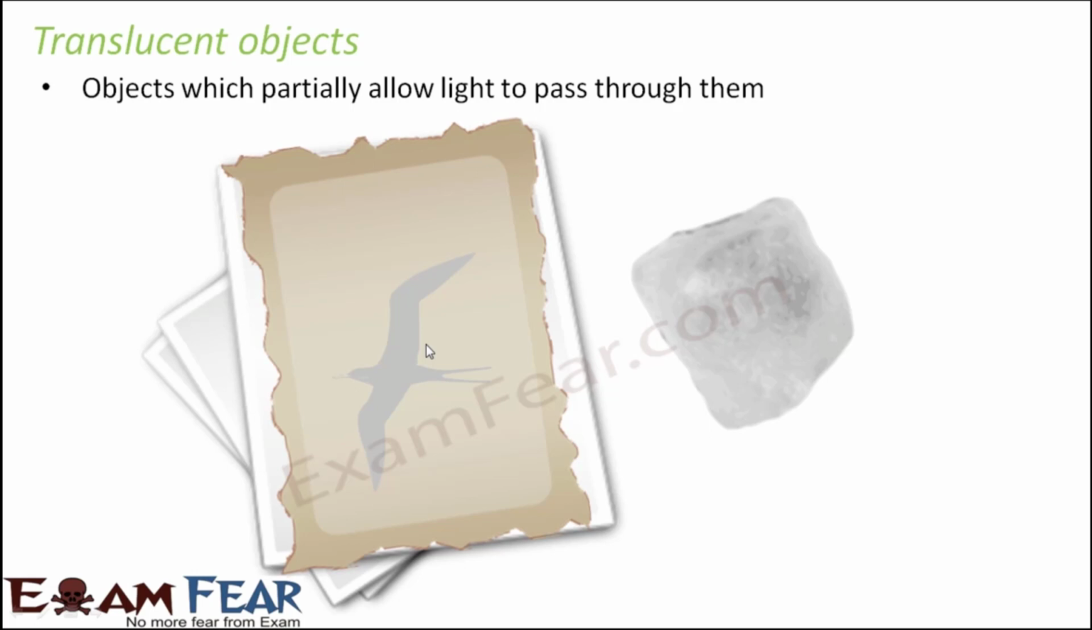Similarly, if you look at a cube of ice, through that ice cube you cannot see everything clearly on the other side, but you just get to see a hazy impression. So here you can see the objects on the other side, but not very clearly. So it will just give you a hazy view.